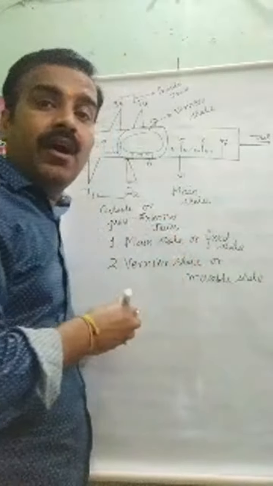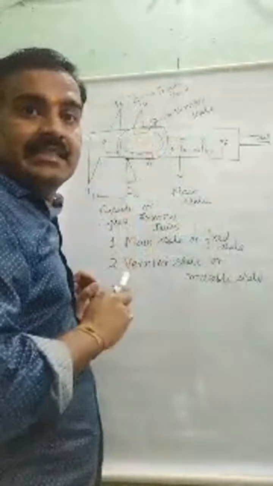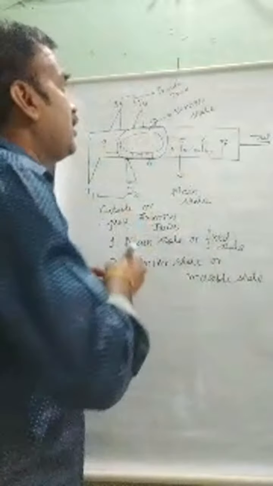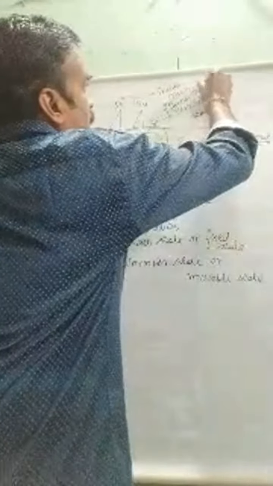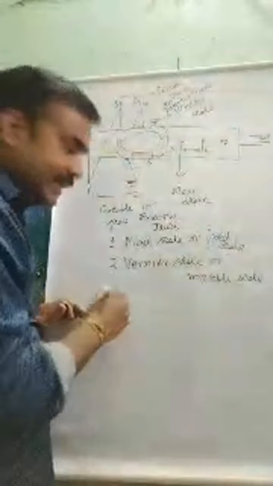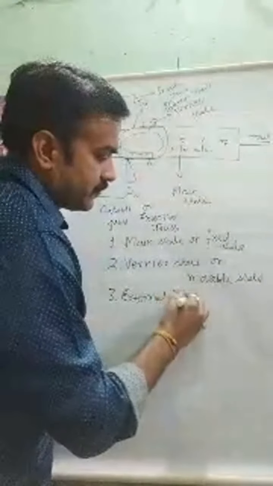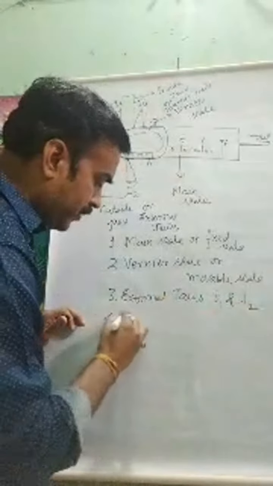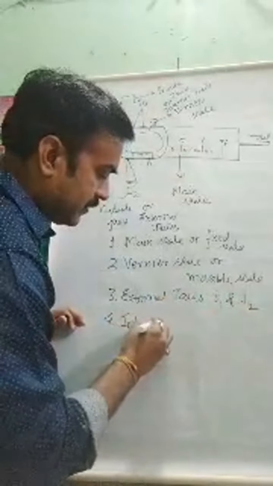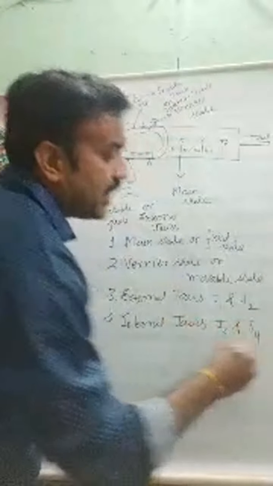Okay, outside jaws or external jaws, and this one is called the inside jaws, or internal jaws. That means two parts are already written. Third one, external jaws, J1 and J2. Fourth one, internal jaws, and that will be J3 and J4.